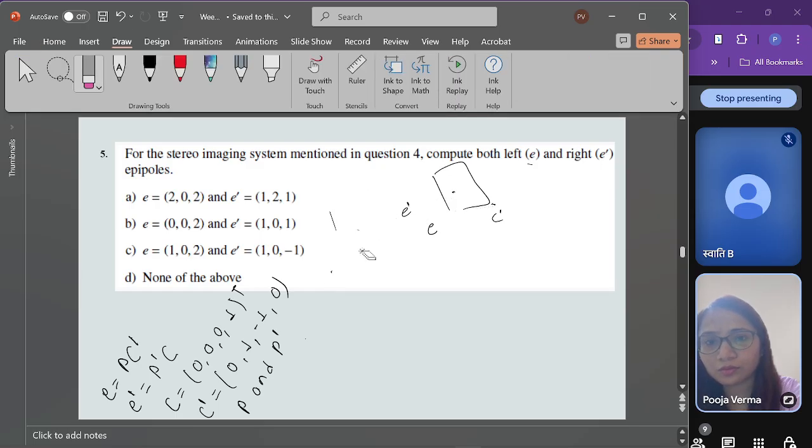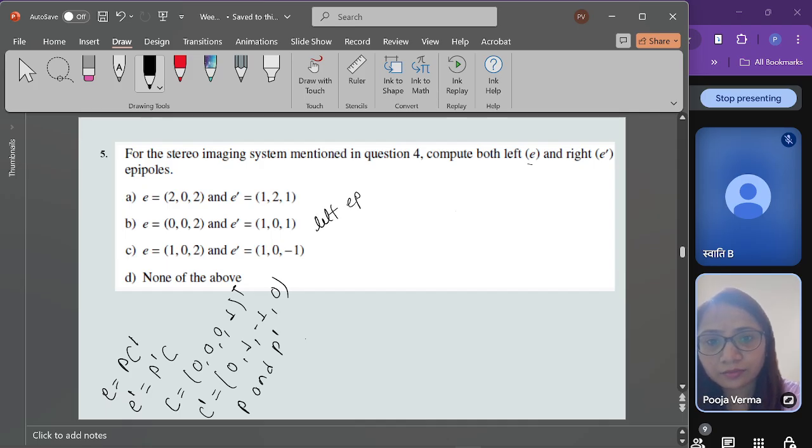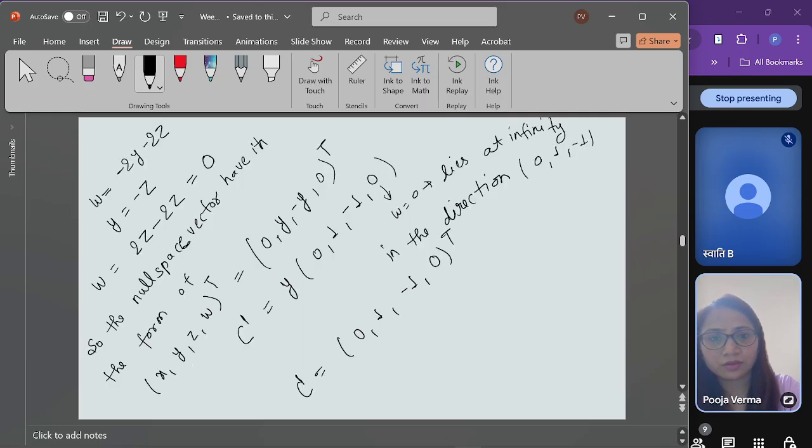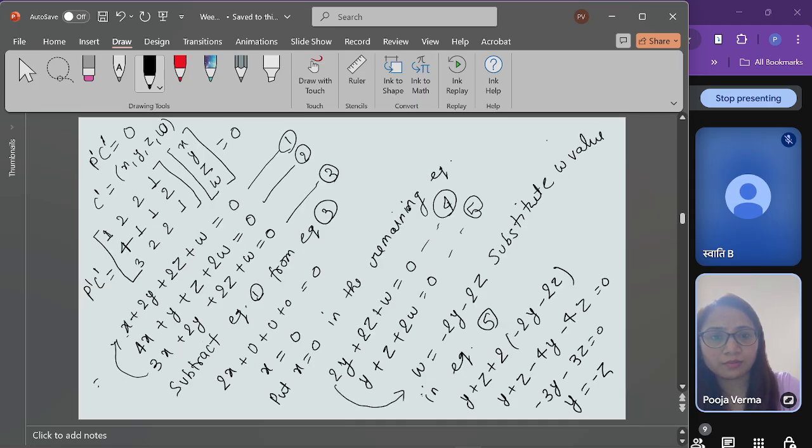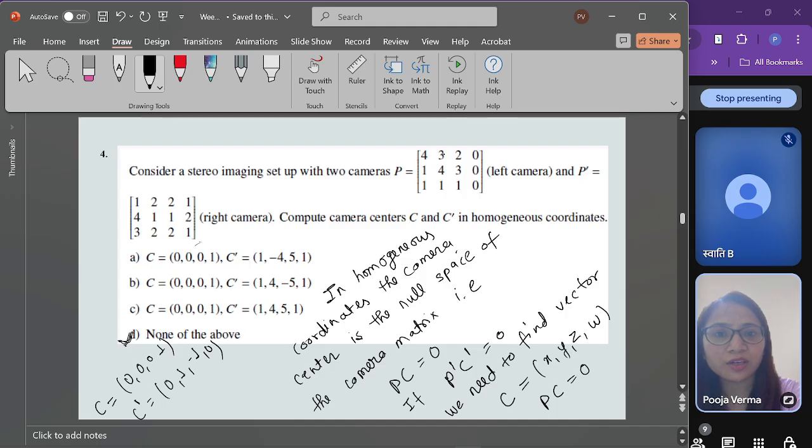So let's solve it, the left and right epipoles. First we can calculate the left epipole, that is E is equal to P C dash, right? Let's see what will be the matrix for P? So here it is 4 3 2.